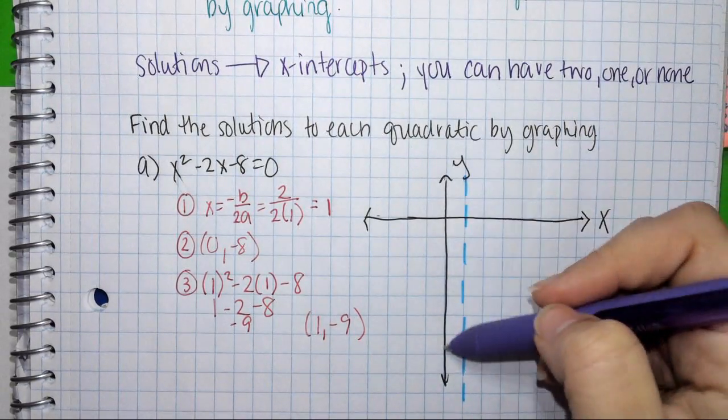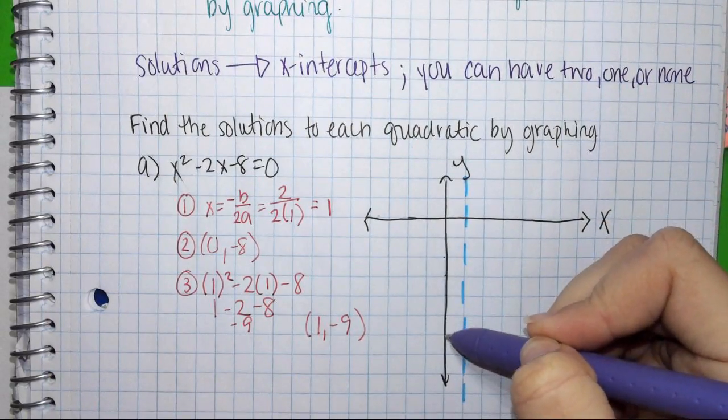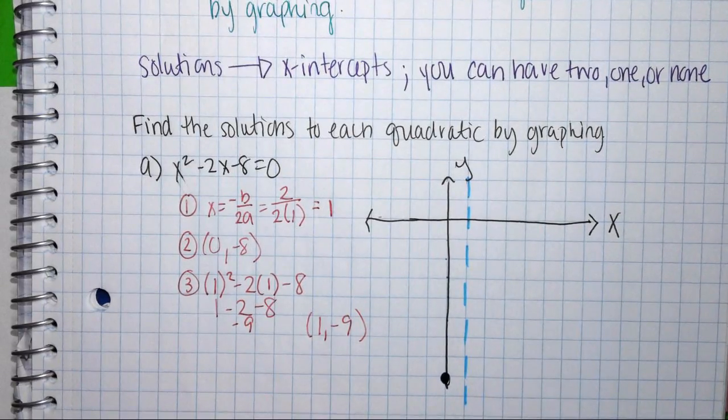So do I go down 8 or left 8? Down. 1, 2, 3, 4, 5, 6, 7, 8. Oh, I need to extend this line.